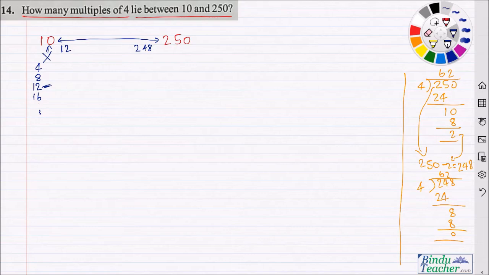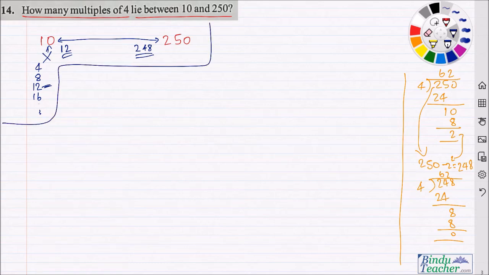Okay. So now we have our range. We have 12 as the first multiple of 4, and 248 as the last multiple of 4 between 10 and 250. The question is, how many such multiples of 4 are there? Okay, so let's frame this into an equation. So far we have identified 12 as the first number and 248.